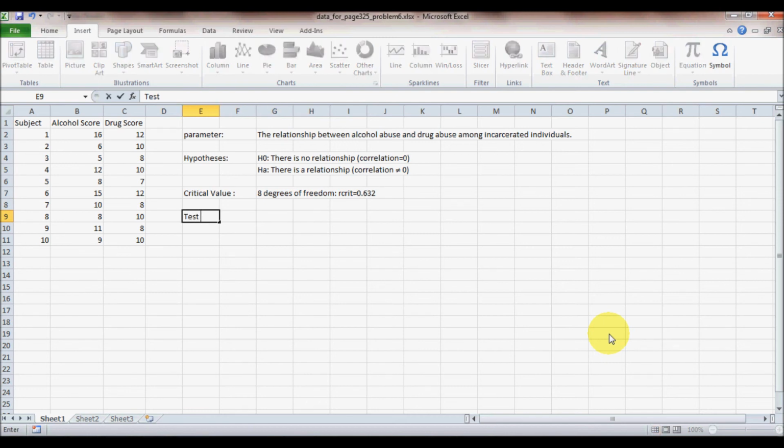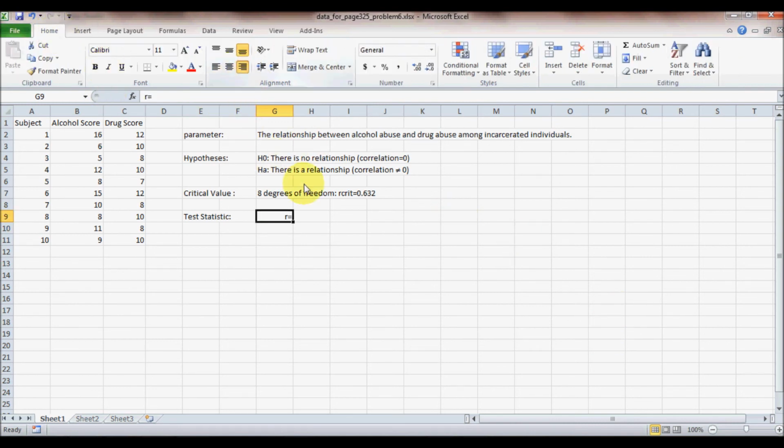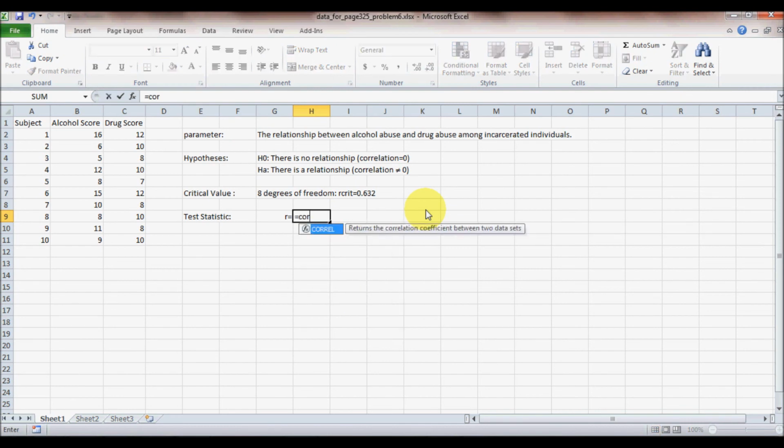Next, we'll compute the test statistic. This is just a calculation using the worksheet function: equals CORREL, and you highlight the arrays of numbers that you're interested in. My test statistic is the actual correlation coefficient for this data, which is 0.649.